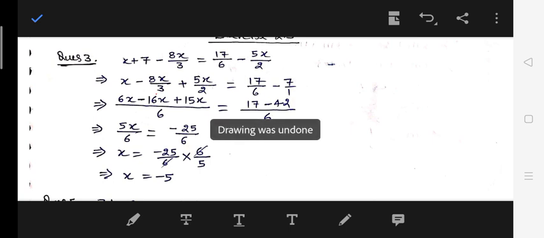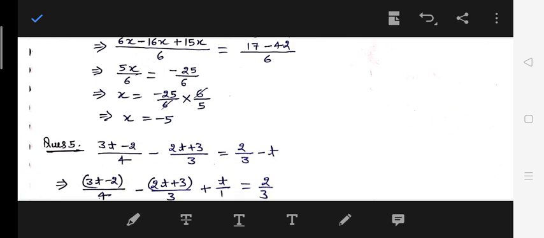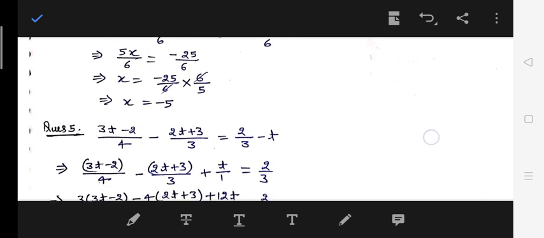So x equals minus 25 by 6 into 6 by 5. If I transfer that 5 by 6, it is multiplied here, so it will be divided on the right side. Here you write its reciprocal, so it will be 6 by 5. Then x equals, here 6 and 6 cancel, and minus 25 upon 5 equals minus 5. So the value of x is minus 5. So the answer of this question is x equals minus 5.